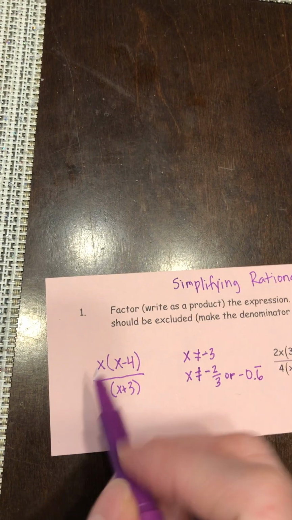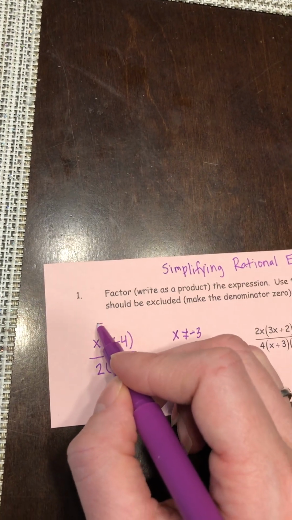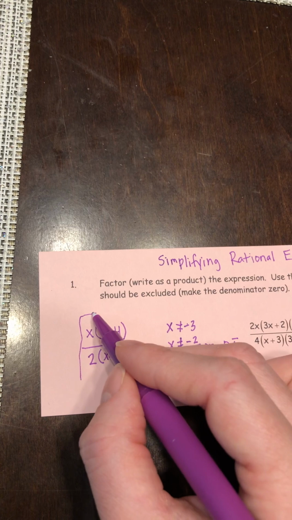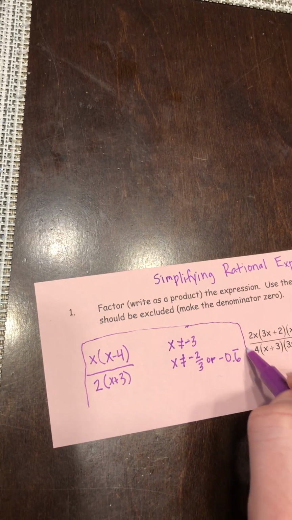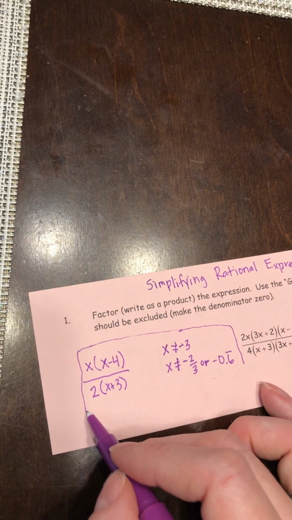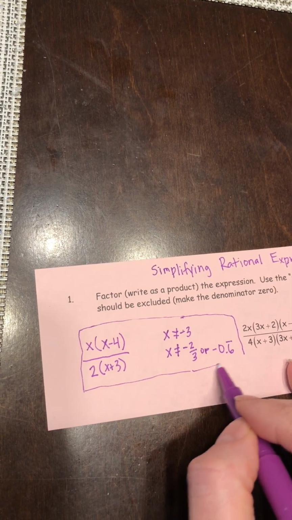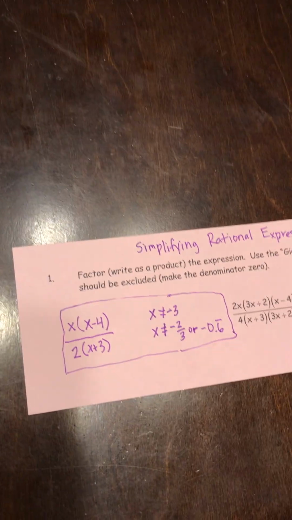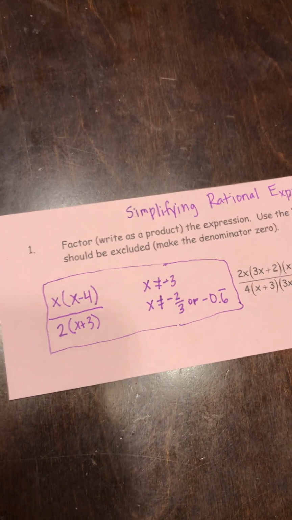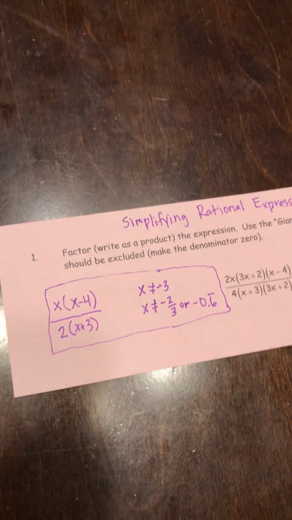So all of this part is my answer. I don't know if I'll be able to put a box around it, but I'm gonna try. Okay, so I have my simplified fraction, and then I also have what x can't equal. All of that is part of my answer. All right, I'm gonna stop this video, and then we're gonna practice another one.